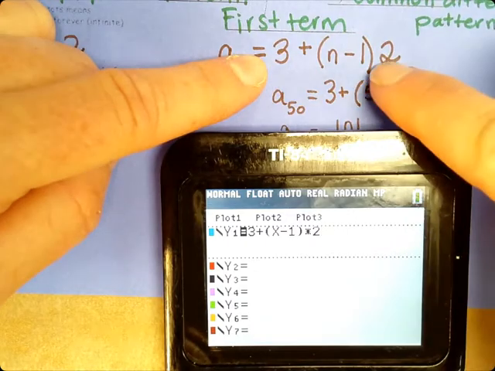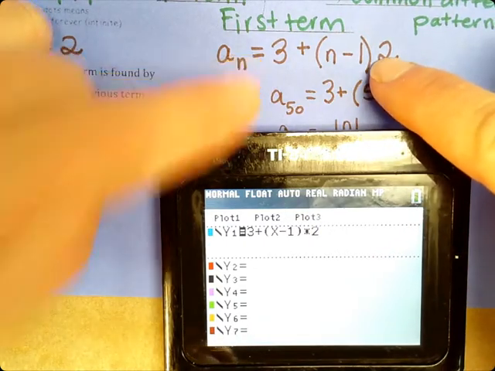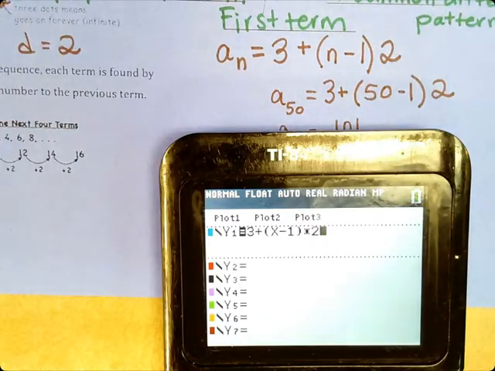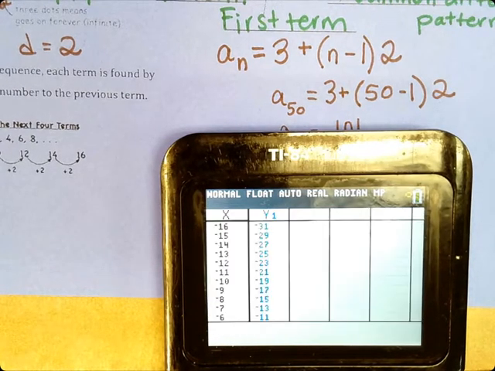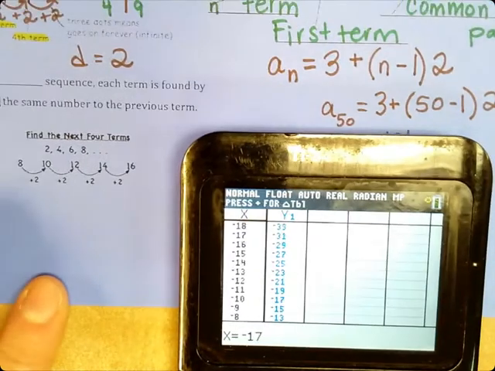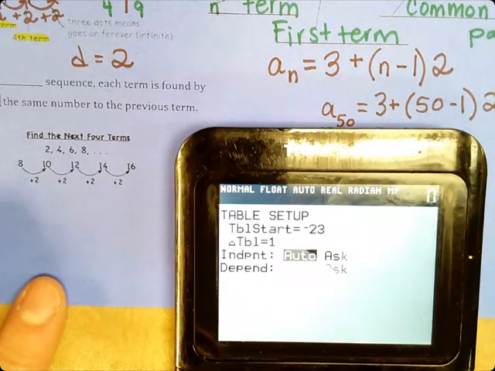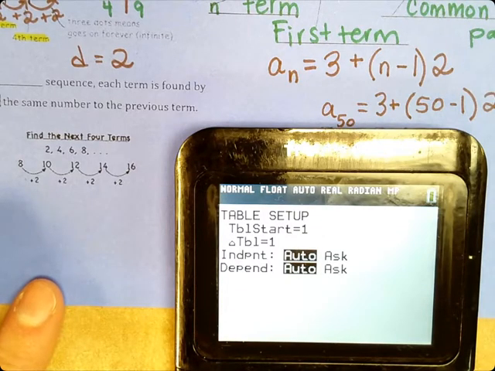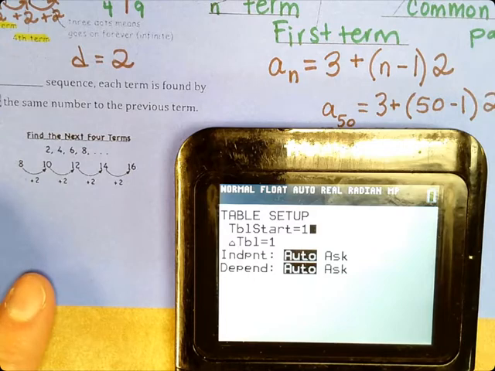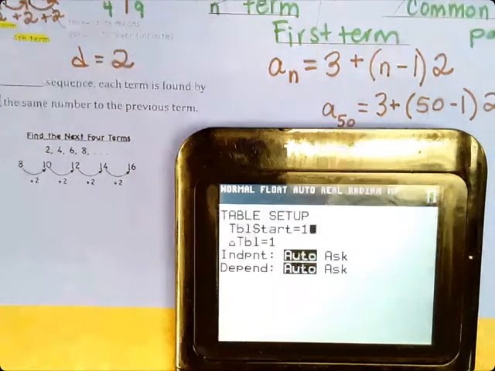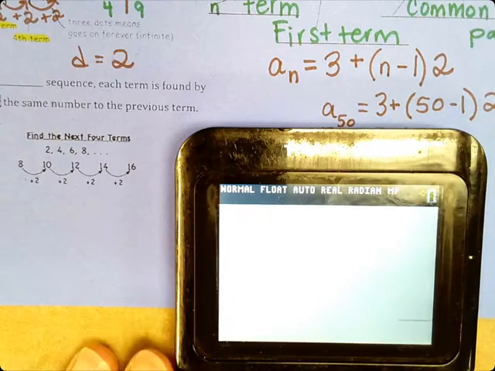So even though there's nothing there, we know it's a multiplication. So second graph for the table. I'm going to go up. Oh, no, I'm going the wrong way. I want to go to table set, make this easier. I'm going to hit 0. No, I want 1. Table set start at 1. So I went second window to get to this page. Table start is 1. Go back to your table.